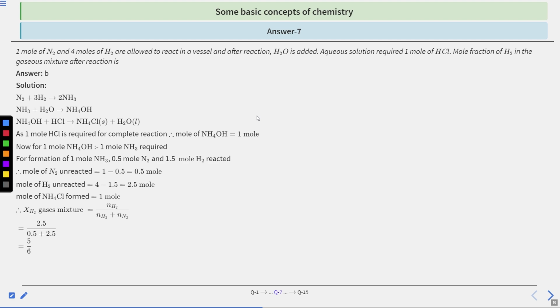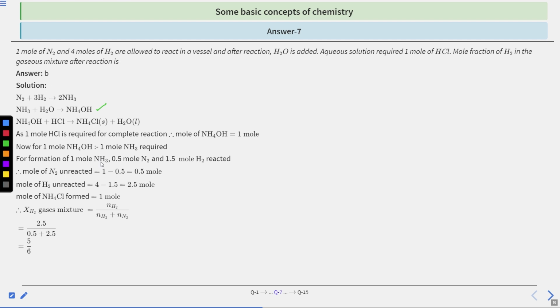Okay, so the correct option will be B. How? These are the reactions. First of all, nitrogen will form ammonia with the reaction of hydrogen. Then ammonia on reaction with water will form ammonium hydroxide. And ammonium hydroxide reacts with acid, forming a salt and water. As 1 mole of HCl is required for complete reaction, the mole of NH4OH will be 1 mole, right? So for 1 mole of NH4OH, 1 mole of NH3 will be required, and for formation of 1 mole of NH3, 0.5 mole of N2 and 1.5 mole of H2 will be required.